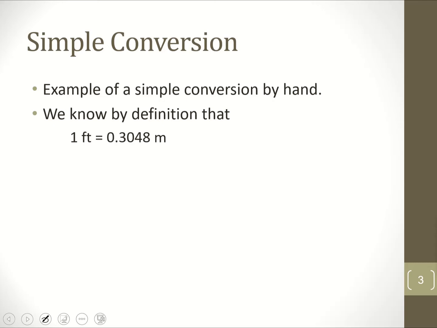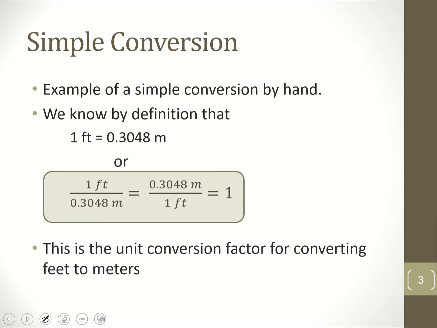We know by definition that 1 foot equals 0.3048 meters. That's a given. You can look that up in the back of your book in the tables, or you can look it up online. You will also find this conversion. That's 1 foot equals 0.3048 meters. We can rearrange that. We can divide both sides by 0.3048 and get 1 foot per 0.3048 meters, or we can do it the other way around and divide by 1 foot and have this conversion.